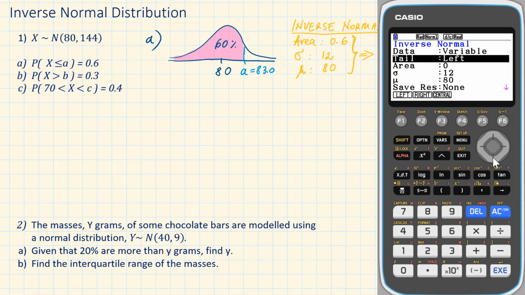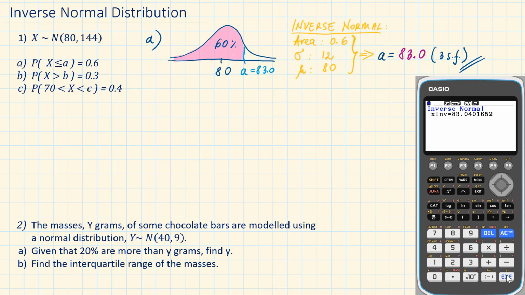The graphical calculator is more advanced, so we can choose whether we want the left or right tail. And there is a third option called central that gives the symmetrical values around the mean. In this example, we will need the left tail. Then for the area, we type 0.6, sigma 12, and mu 80 to get the answer that we need.